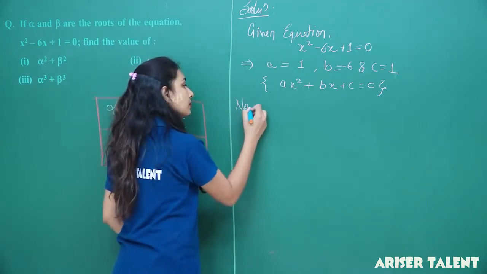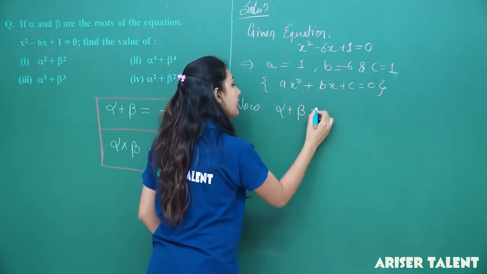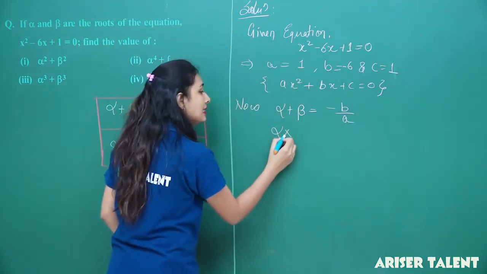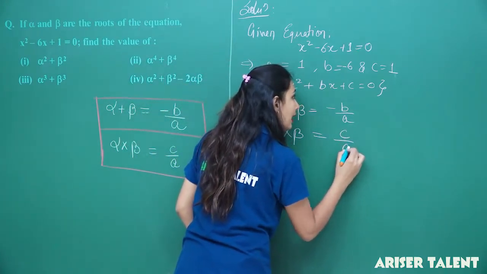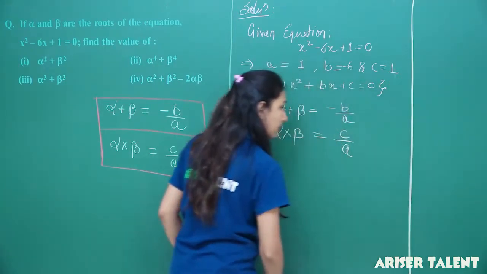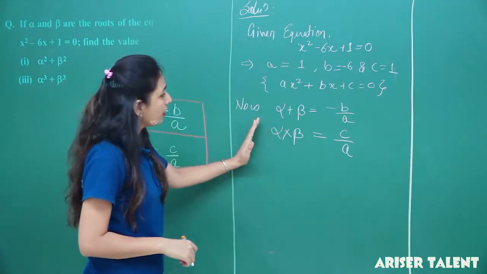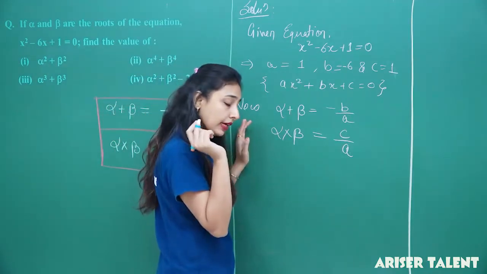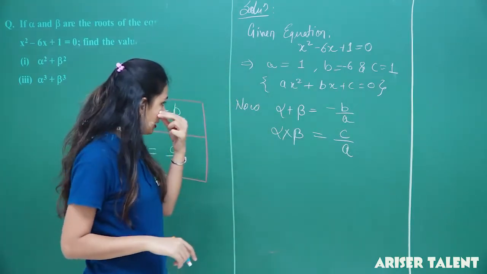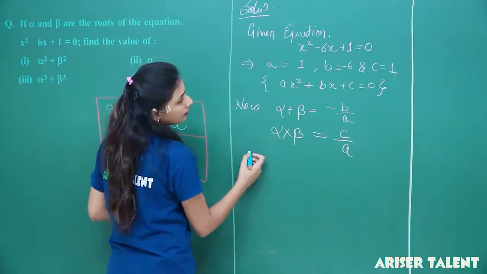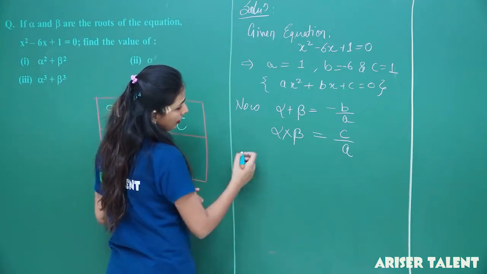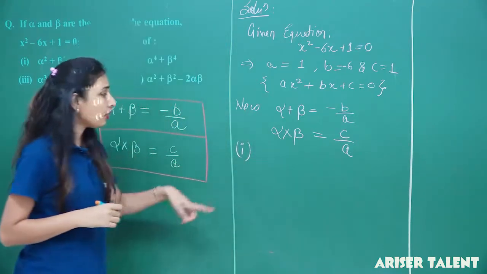Now, alpha plus beta equals to minus b by a, alpha multiplied by beta equals to c by a, right or wrong? Say right, okay, because I have taught you, right? So, you should know, or if you don't know, then revise your notes, right? So, now we have alpha plus beta and alpha multiplied by beta. So, what will I be doing? I have the values here. I am going to solve part 1.